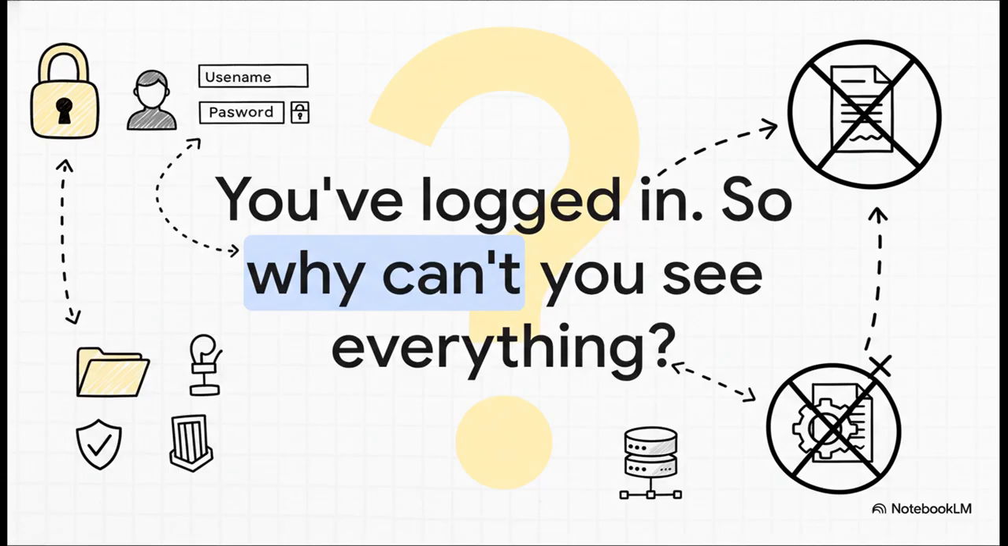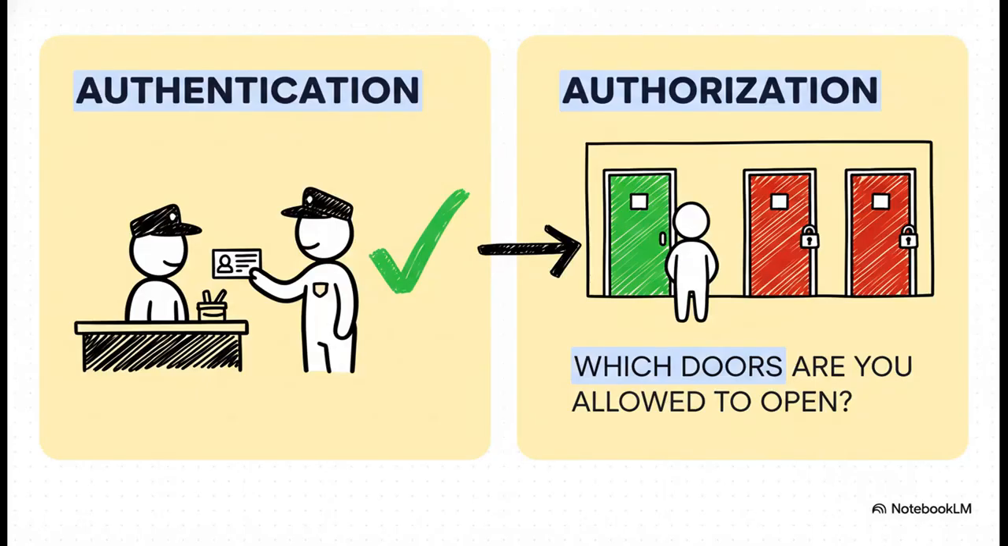Well, that question right there, that's the whole key to understanding the difference between a system knowing who you are and deciding what you're allowed to do. And this slide just lays it out perfectly. On the left, you've got authentication. Think of it this way. That's just you showing your ID at a security desk. It's all about answering the question, who are you? But then you have authorization on the right. This is the next step. This is what happens after they know who you are. It's a totally different question. Okay, we know who you are. Now, what are you actually allowed to do in here?